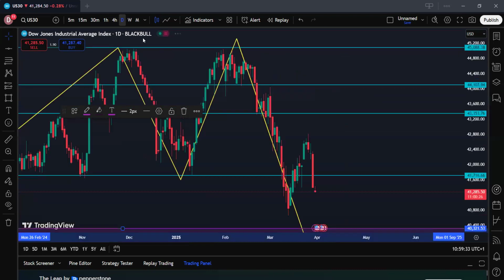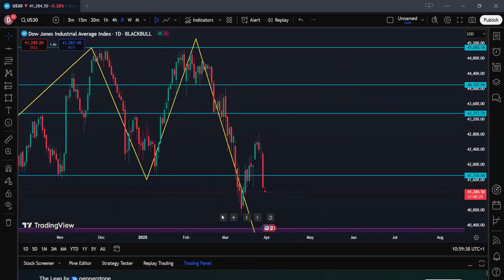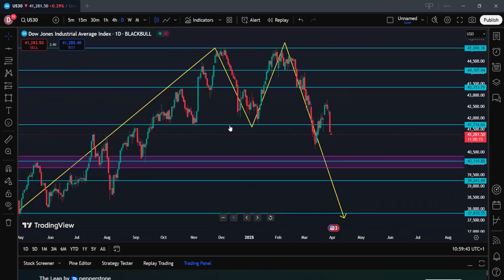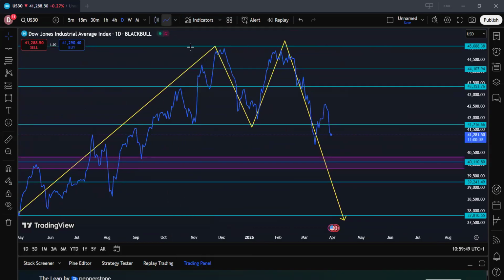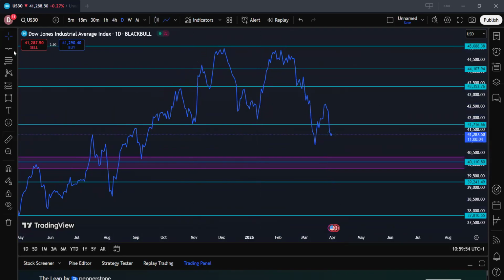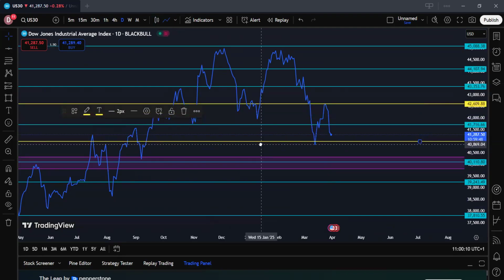So when we zoom in onto the daily, if we zoom out, place in our areas. I'm just going to delete this because it's on the way there. So I'm just going to be placing some areas where we are seeing rejection. Where we saw rejection.